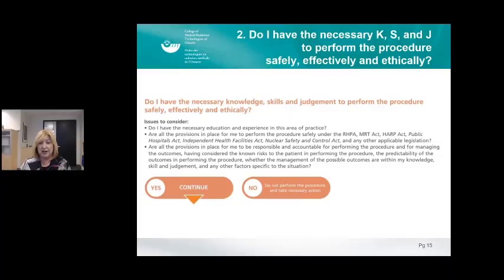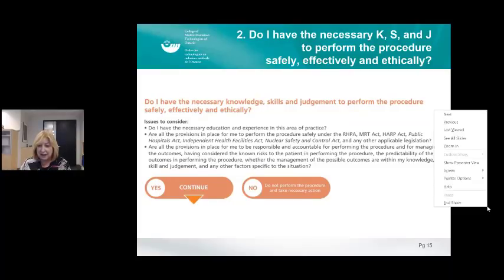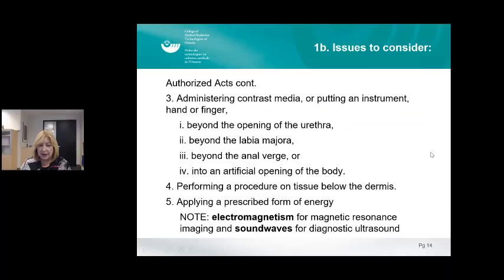Oh, I'm sorry, I've gotten ahead of myself. Let me go back. Previous, there we go. So in order to do our authorized acts, we also need to have an order. So 3 things have to be in place to do our authorized acts.